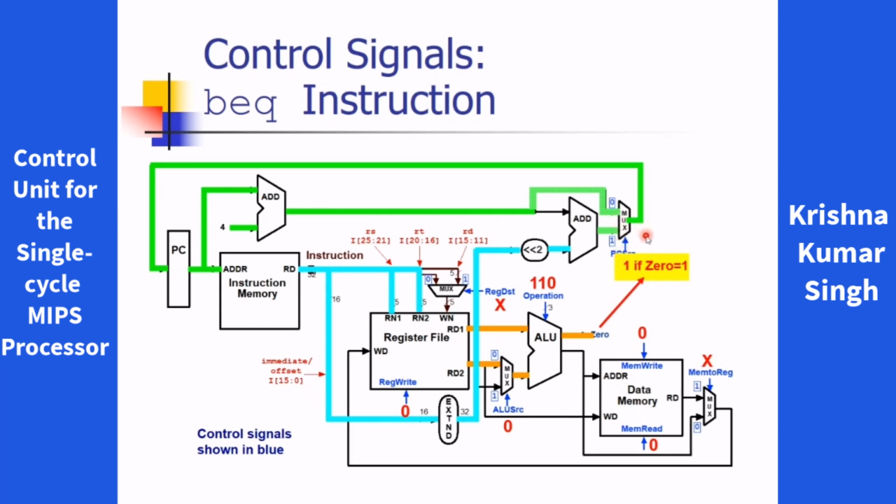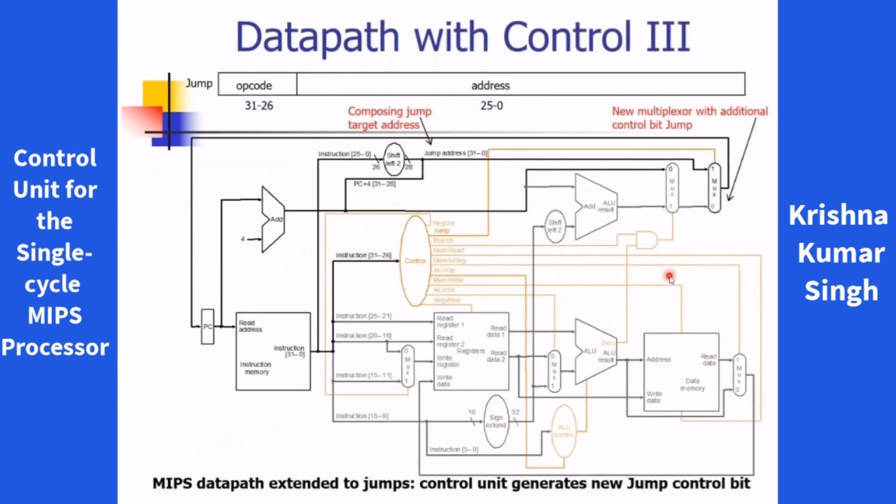And according to the value of the zero flag, we will put program counter source equal to 1 or 0. We will put this 1 if the zero flag is 1, otherwise it will be 0. So in this way, we will branch to the target address or label if the condition is satisfied. Zero flag equal to 1 means that the condition is satisfied.